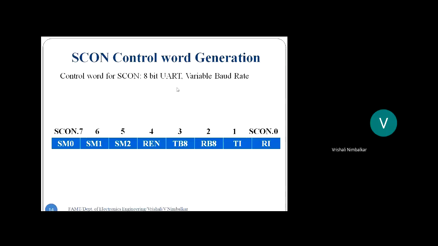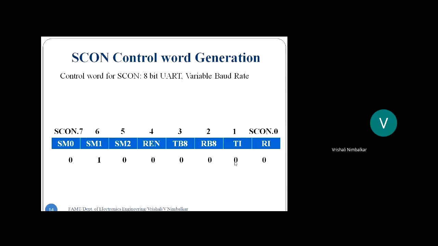Correct? So for transmission, how is the transmission? 8-bit UART variable baud rate. So see here, SM0, SM1 that is 0 1. 8-bit UART variable baud rate means mode 1. It's a single processor communication. So the SM2 bit is 0. We are transmitting, so the REN bit is 0. It's an 8-bit communication. So TB8 and RB8 are not in use, 0 0. And these are the flags.